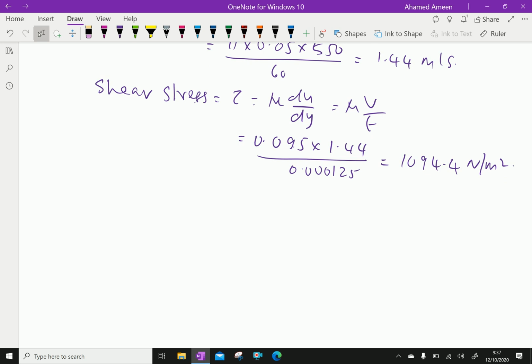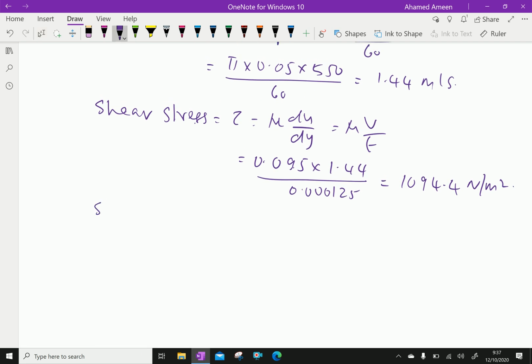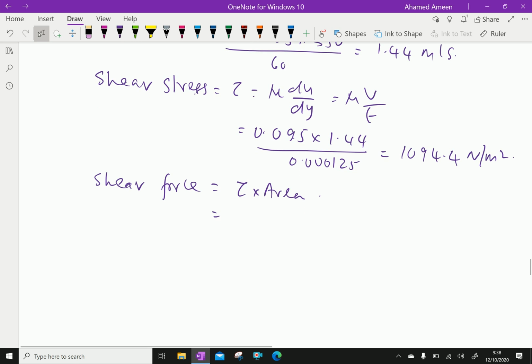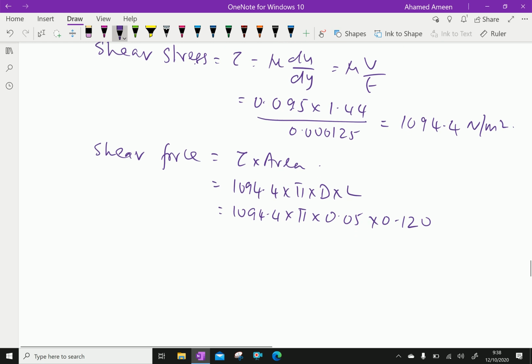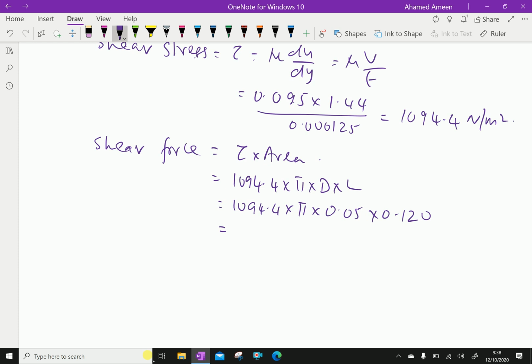Then the shear force. Shear force equals shear stress into area, which is equal to 1094.4 into area, which is pi d L. So it equals 1094.4 into pi, diameter is 0.05, L is 0.120, which is 20.62 Newton shear force.